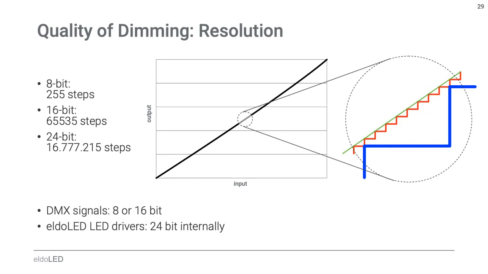Resolution is nothing different than the ratio between the input and the output. DMX is a digital signal. I mean, LEDs are to some extent digital. So there's always a relation between an input and an output signal. And how many steps we use to describe that relation from input to output, that can be 8-bit, only 255 steps, 16-bit, over 16,000 steps, or even 24 bits.